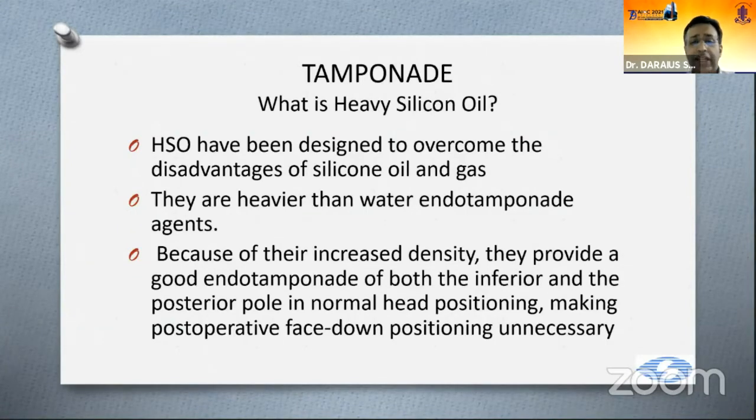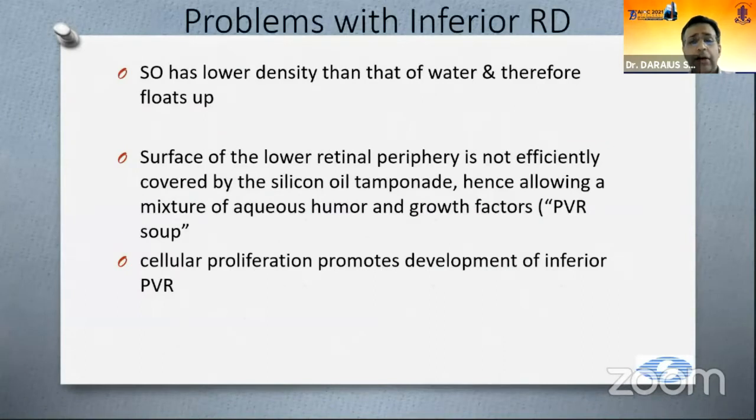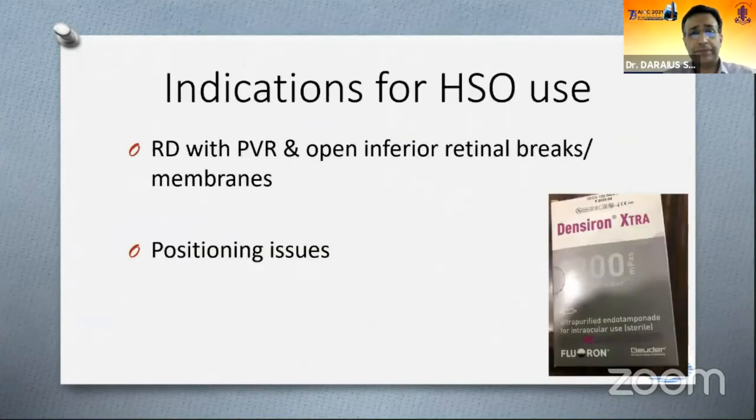Of course, we use it very, very sparingly, but it has a special use because the surface of the lower retina periphery is what is not normally covered by the tamponade. And this is where the PVR soup, the mixture of aqueous humor and growth factors, accumulates, and invariably we are frustrated by this inferior PVR. So this is very useful in some of these cases.